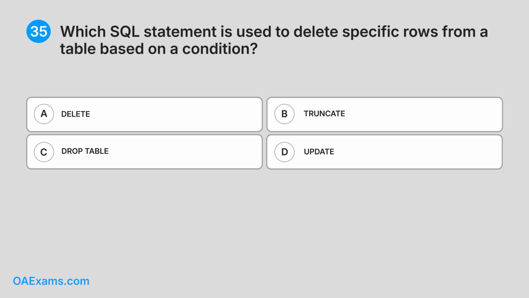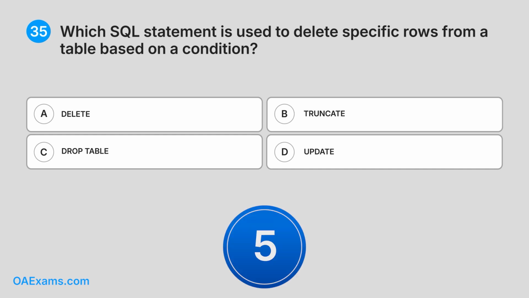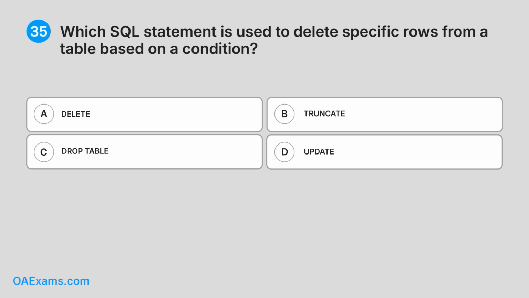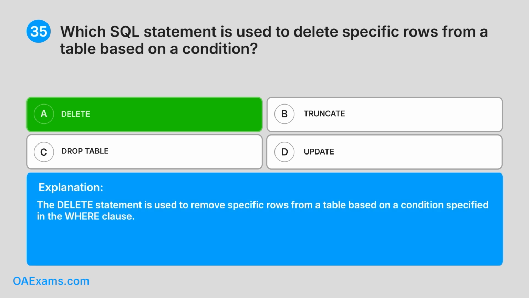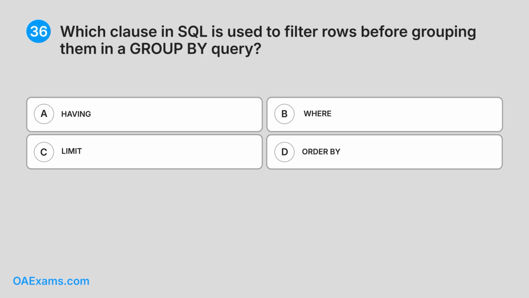A. Delete. B. Truncate. C. Drop table. D. Update. Do you know the answer? Correct answer. A. Delete. Explanation. The delete statement is used to remove specific rows from a table based on a condition specified in the where clause. 36. Which clause in SQL is used to filter rows before grouping them in a group by query?